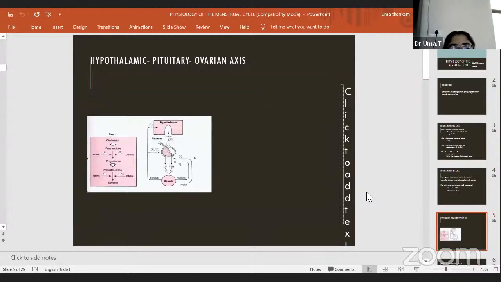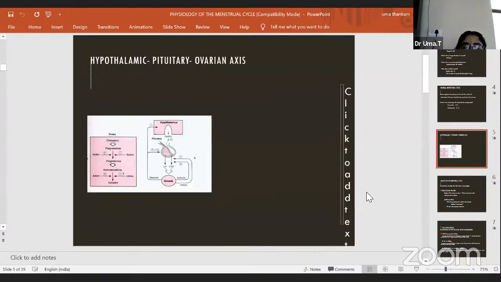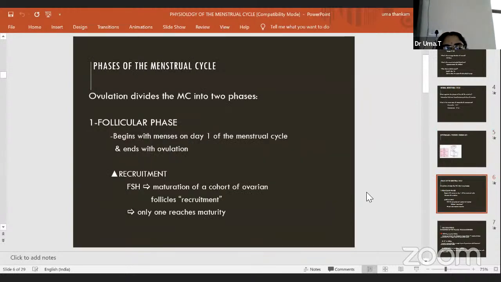So what is this hypothalamo-pituitary ovarian axis? To understand it, you should know that the hypothalamus secretes the gonadotropin releasing hormone. And this acts on the pituitary to produce FSH and LH. These hormones act on the ovaries, and thereby there is regulation of ovulation and menstruation. So altogether, it forms an axis, and the integrity of this axis decides the normality of the menstruation and ovulation. Okay. So phases of the menstrual cycle. The menstrual cycle has, as I said, an ovulatory cycle and a menstrual cycle.